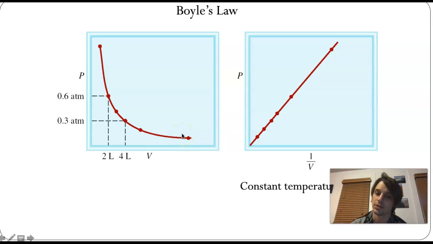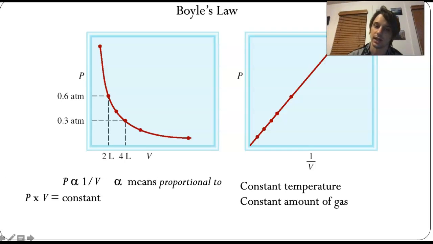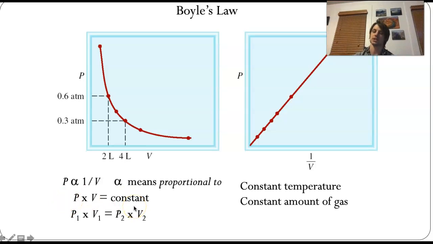All right, so mathematically, that looks like this. This is Boyle's law. You can predict a new pressure or a new volume if you know 3 out of 4 variables. And this is at constant temperature and when the amount of the gas doesn't change.